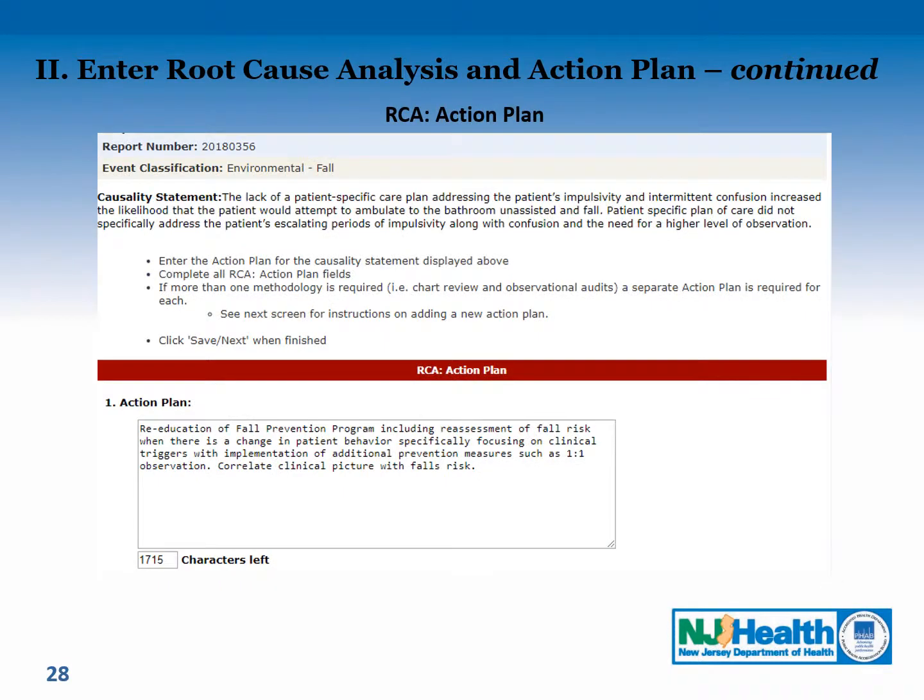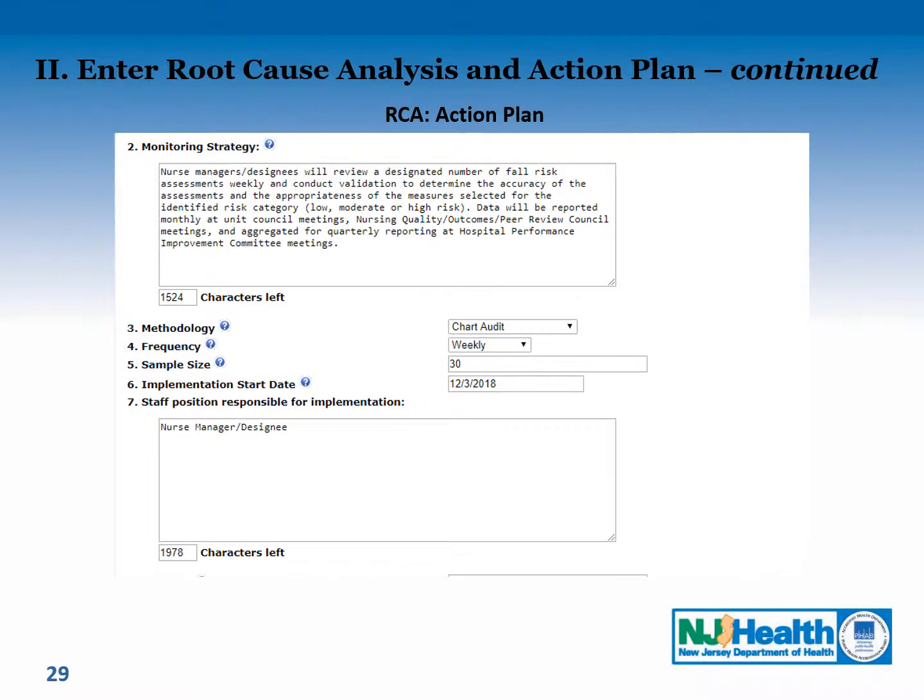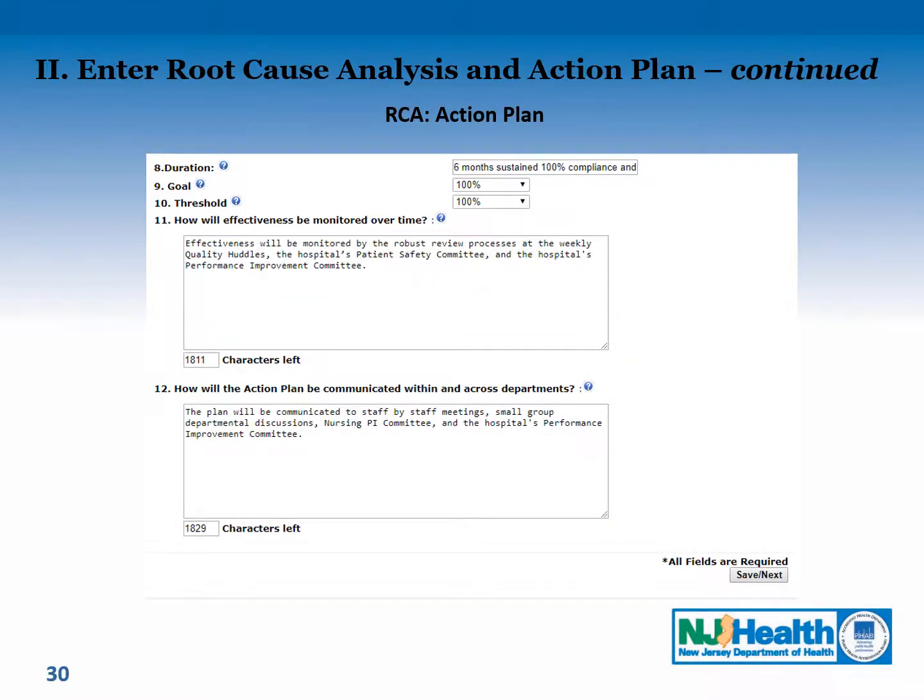Once you have completed the root cause causality statement, hit the Save Next button. You will be taken to the action plan screen. Enter the first action plan for that root cause. Note that you can only select a single methodology on the screen. Multiple methodologies used must have multiple action plans. Enter all of the information for the first action plan and then click the Save Next button, which will return you to the root cause screen.